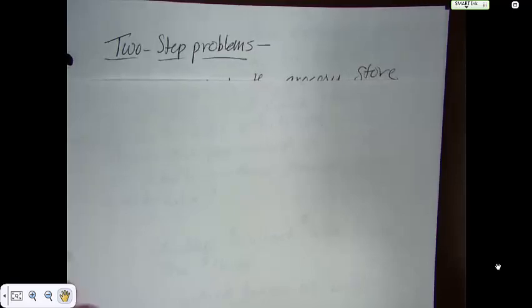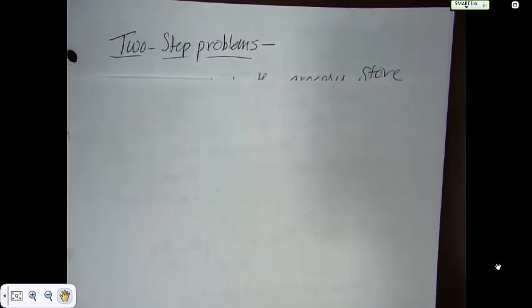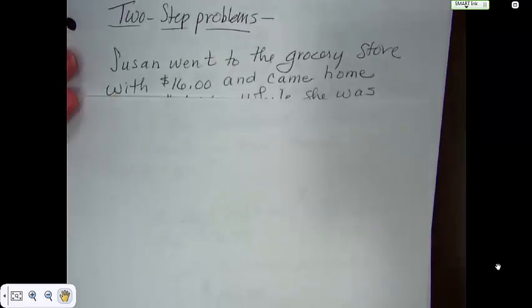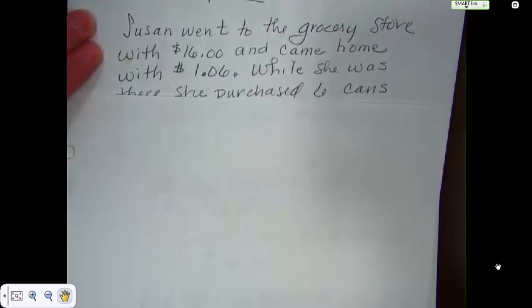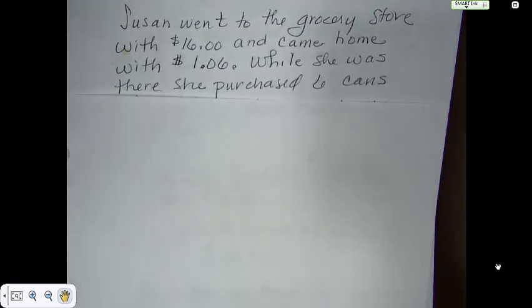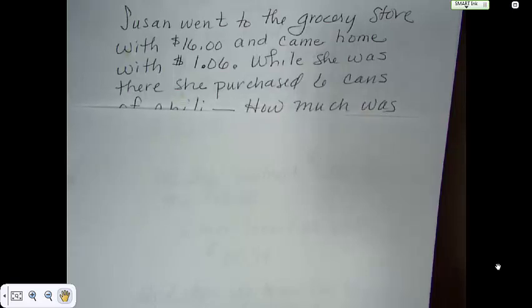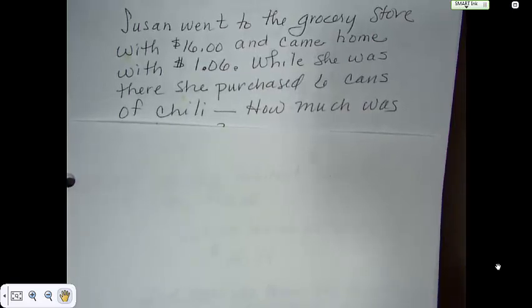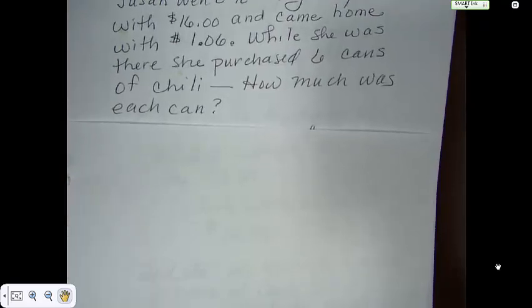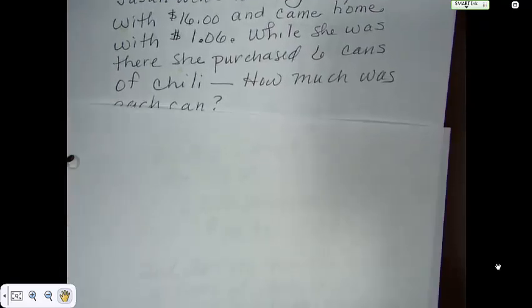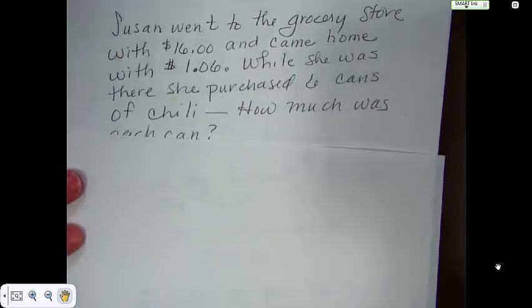Okay, we're going to talk just a little bit about some two-step word problems. Two-step word problems simply are that. They have at least 2 steps to solve them. Let's say Susan went to the grocery store with $16, but when she came home she only had $1.06 left. She purchased 6 cans of chili while she was there at the store. How much did she pay per can? Well, this is a 2-step problem.